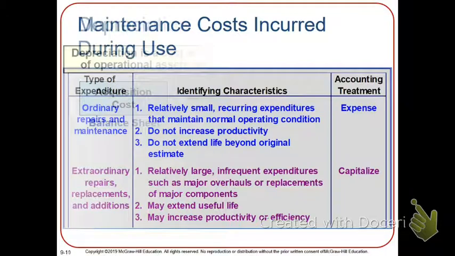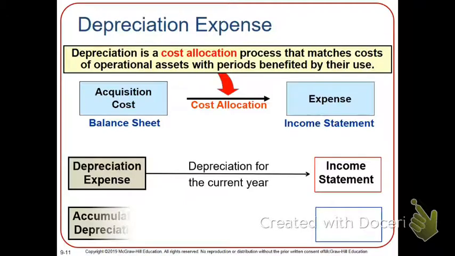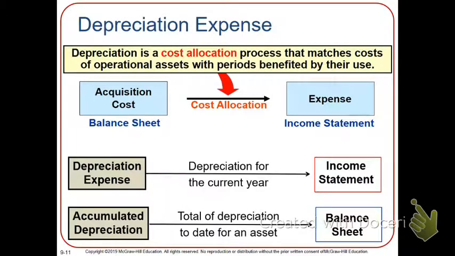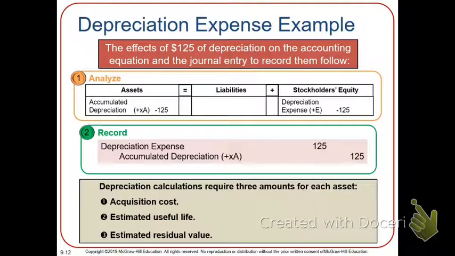All right, so now let's talk a little bit about depreciation. We have talked about depreciation before, but we're just going to go through it as a quick review and notice that depreciation expense goes on the income statement, accumulated depreciation goes on the balance sheet, same as we've been doing before. And then a quick review of the journal entry shows us what we need.